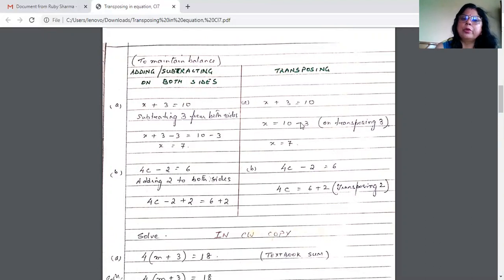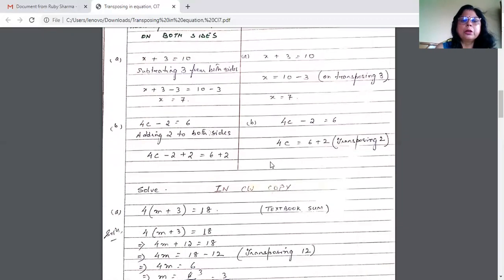then this plus 3, when it comes on this side, will become minus 3. And this is called transposing 3. That means we have transposed 3. So this is another way of doing the sums. So this is x is equal to 7. As we go on with more examples, things will become clear to you.